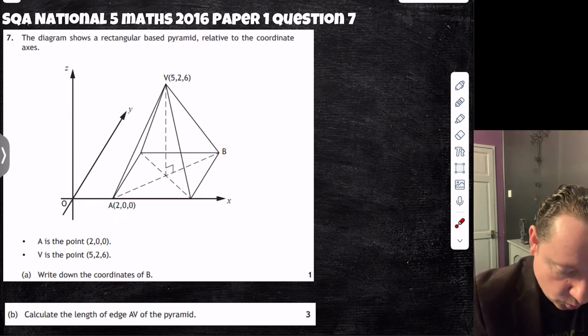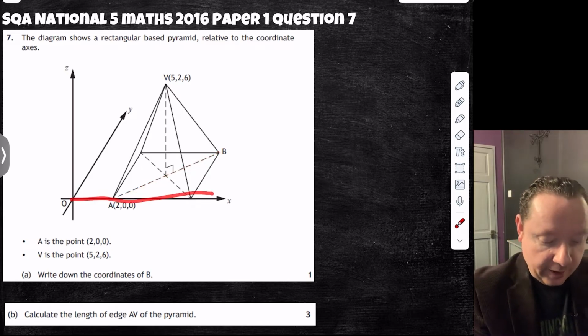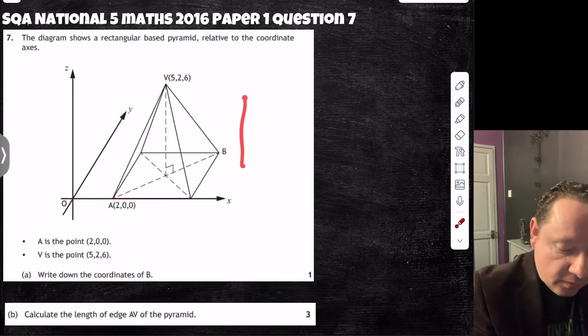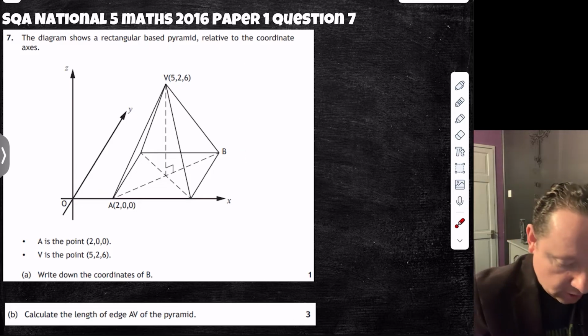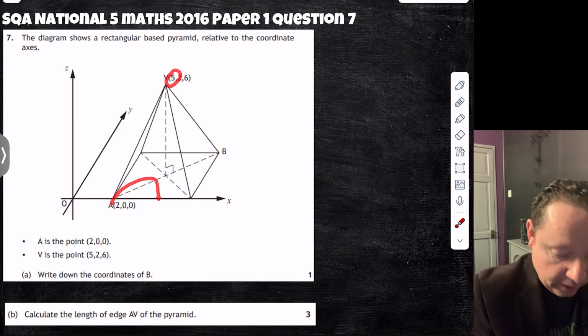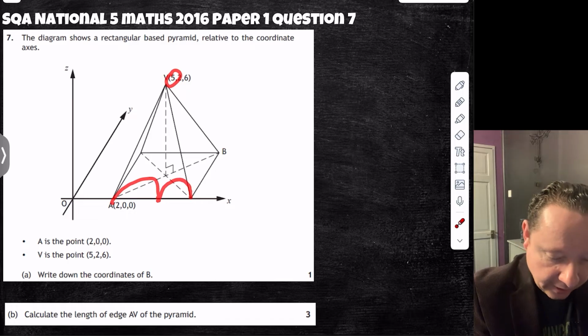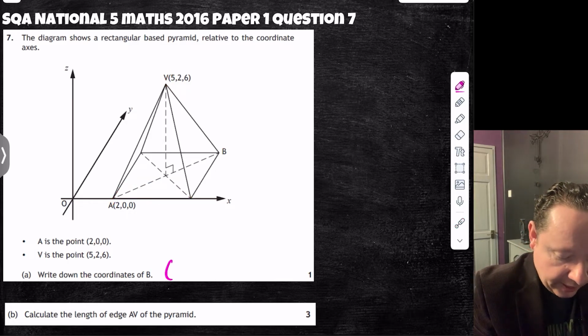So we can see B is way over there. And how these work is you go along the X, then up the Y, and then up the Z. So X, Y, Z. So let's start from A. It goes 2. If I jump along to here, I'm in the middle, which is 5. I've gone along 3, so I can jump out another 3: 5, 6, 7, 8. So I know the first number is 8.